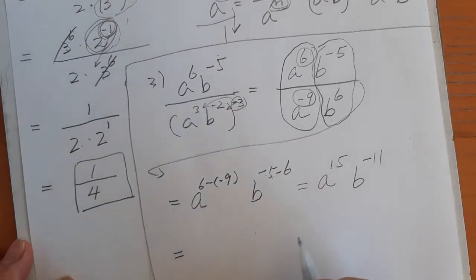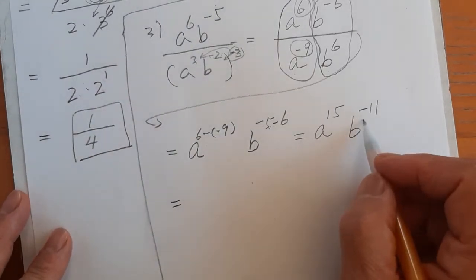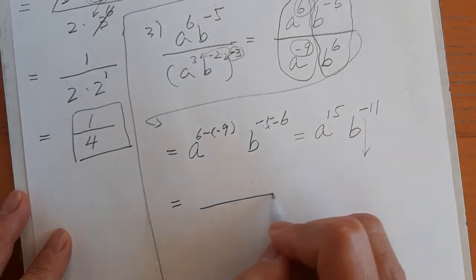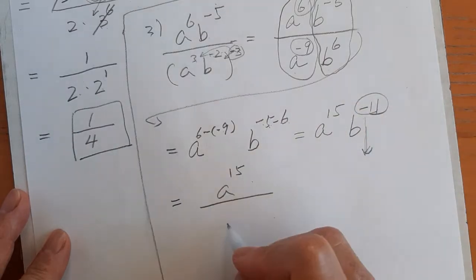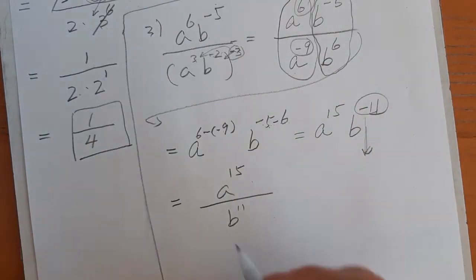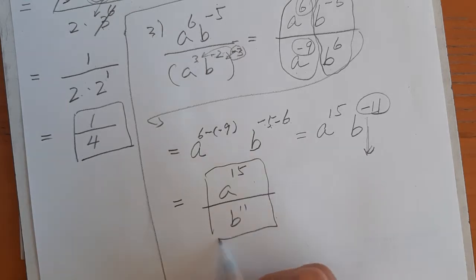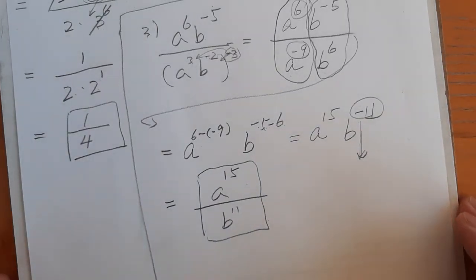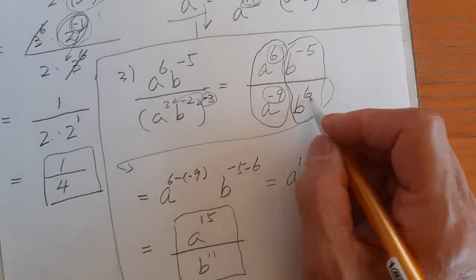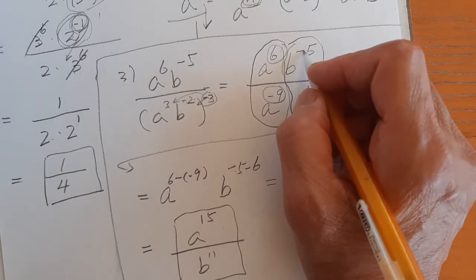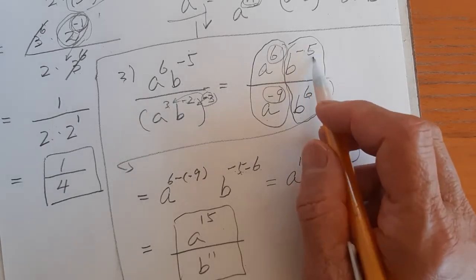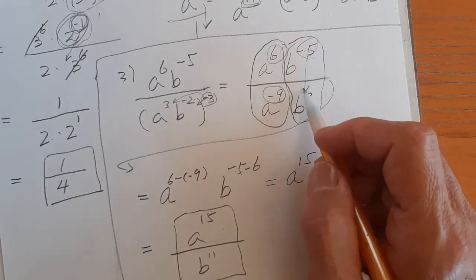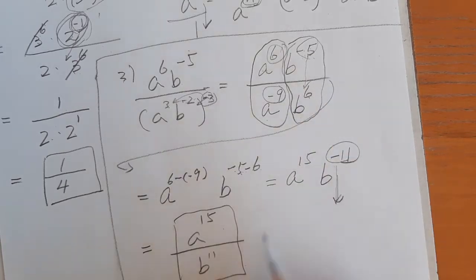And then use the negative exponent rule. Bring this down to the denominator, a to the power 15, down to the denominator, changing negative to positive. And there's a shortcut way. The shortcut is just do 6 minus negative 5 to get positive 11, because 6 minus negative 5 becomes 6 plus 5. Or bring this negative 5 down, it becomes positive 5. Add together, on the denominator, b to the power 11.